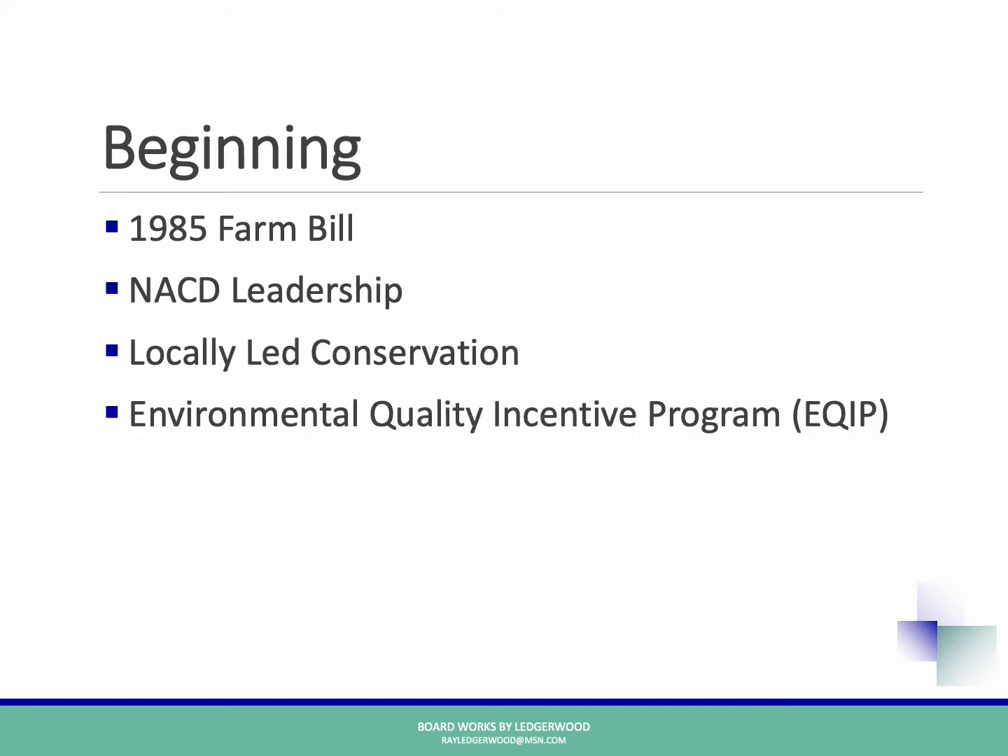The first program that the local work groups were mentioned in was the Environmental Quality Incentive Program, or EQIP. Also, in the 1985 Farm Bill, it said that only government members could be involved in a local work group based on the Federal Advisory Committee Act.